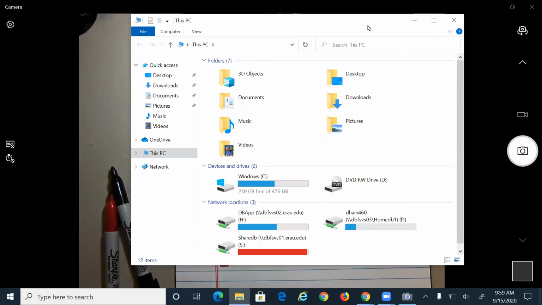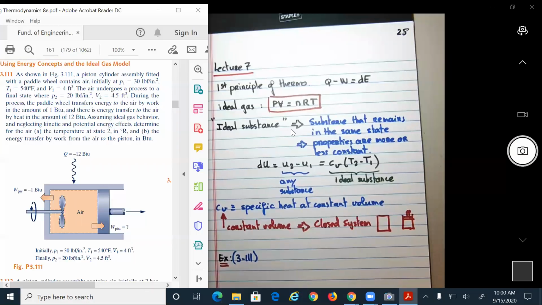So maybe let me pause this for a second. All right. So problem 311, let's do the figure, and then we can read the problem statement. But basically it says that as shown in figure 3.11, a piston cylinder assembly. So this is important to do the figure, because what does that mean? Piston cylinder assembly means that we're dealing with a closed system.